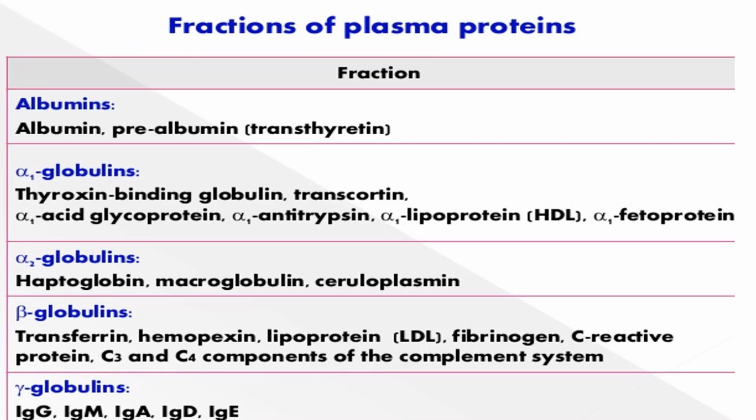Now this shows you the fractions of the plasma proteins: albumin and pre-albumin. Albumin we have discussed earlier. It is synthesized by the liver and constitutes 60% of the plasma. And pre-albumin is a tryptophan-rich protein, and it has a short half-life. Then we have globulins. Globulins are categorized into alpha 1, alpha 2, beta globulins and gamma globulins. The gamma globulins are synthesized by the plasma cells or the beta lymphocytes of the bone marrow.